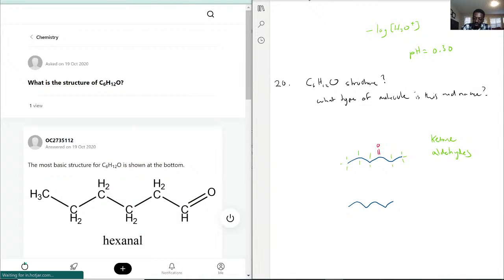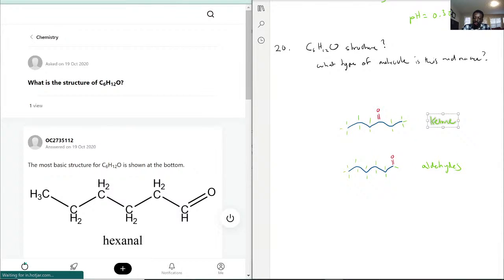Okay, and the one they have here, where they have it drawn like this, and they have the oxygen at the end, and then they have the hydrogens bonded like that. Still have 12: 1, 2, 3, 4, 5, 6, 7, 8, 9, 10, 11, 12. This right here is the aldehyde, because the oxygen bond is at the end. In ketones, the oxygen bond is inside the actual structure.